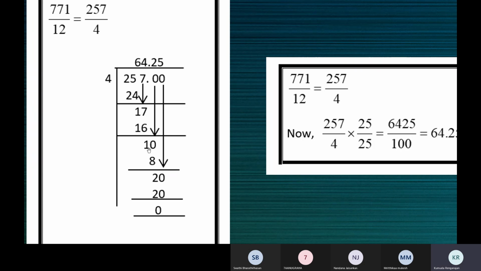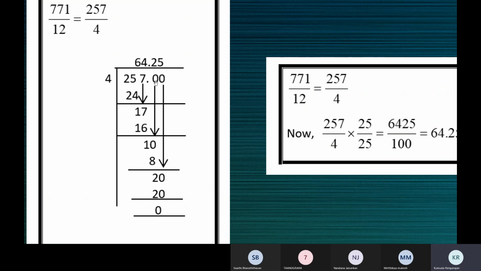So 4 6 are 24. 1 is the remainder. See, a 7 comes down. This we know. 4 4s are 16. 1 is the remainder. Now we don't have any more digits to bring down. So that means the division seems over. But in the real sense, it's not over because the remainder is not 0. We have 1 as a remainder. So we wish to continue the division. When you wish to continue the division, after this number, place a decimal point and add a 0.